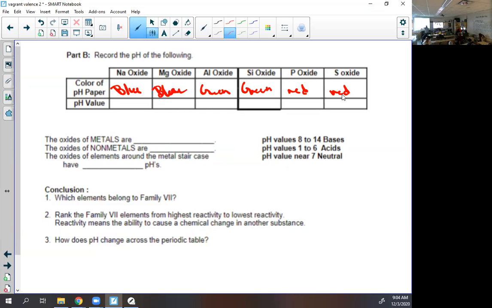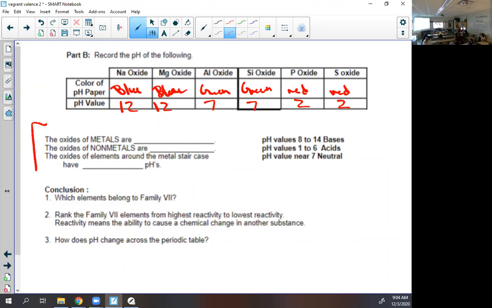Okay, so these papers are called pH papers. You dip them in, they change color, and you compare them to a chart that's numbered, and the numbers correspond to the colors. So blue is about a 12, green is a 7, red is a 2. Now, those numbers correspond to how acidic the substance is, or basic, whichever way you want to describe it.